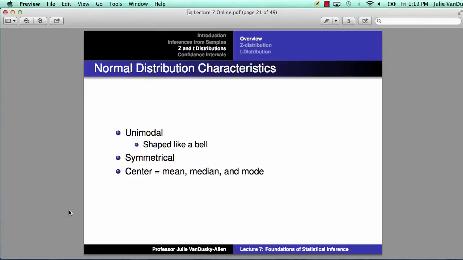Before I move on, I would like to talk a little bit more about normal distributions. Normal distributions have one mode, so they are unimodal, and they are shaped like a bell. Normal distributions are symmetrical, meaning that if you fold them in half, each half will have the exact same shape. In addition, the center of a normal distribution is the mean, median, and mode of the distribution.